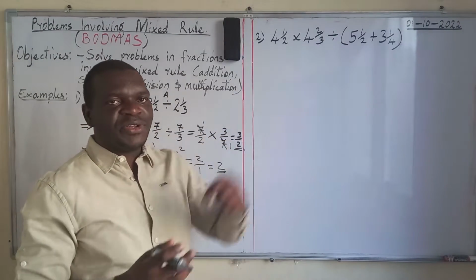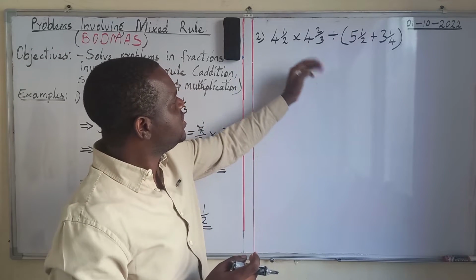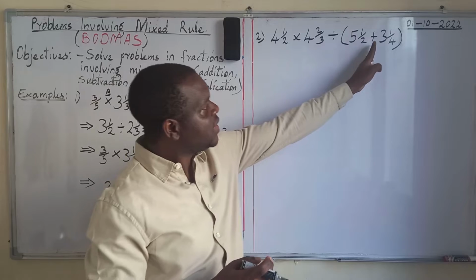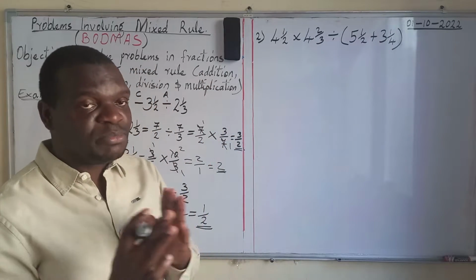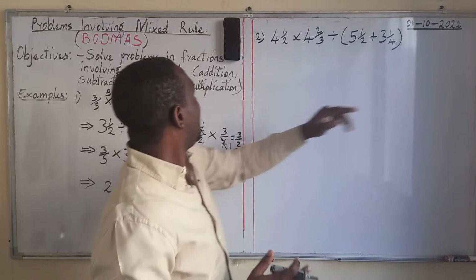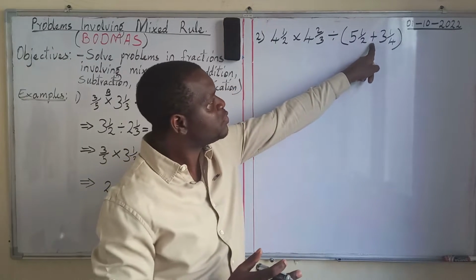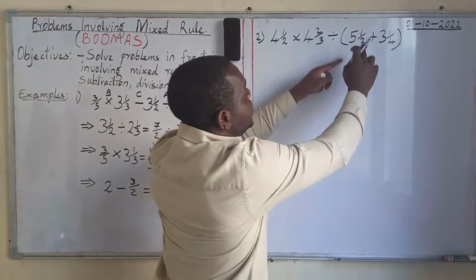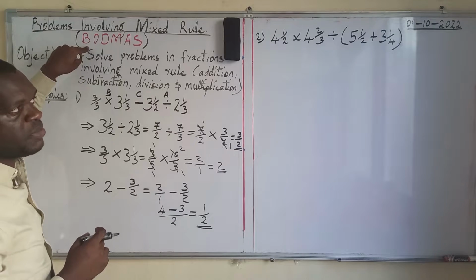Here is our second example. In this second example, we have the brackets, we have division, and we have multiplication, and also we have addition, but addition is in brackets. As I explained before, if you have addition here it comes last but one, but in this case we are going to solve this first because addition is in bracket and bracket comes first in the rule of BODMAS.